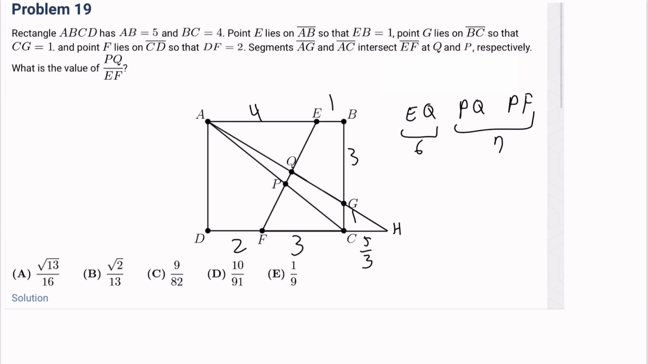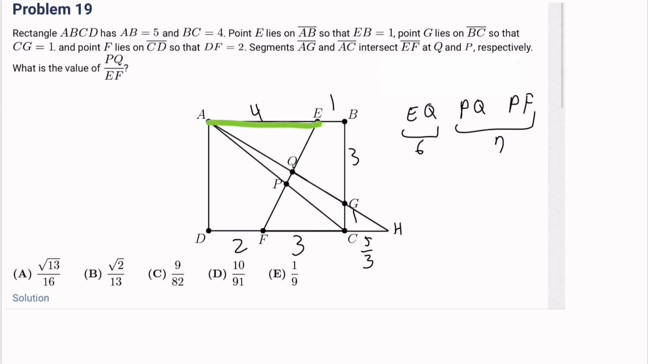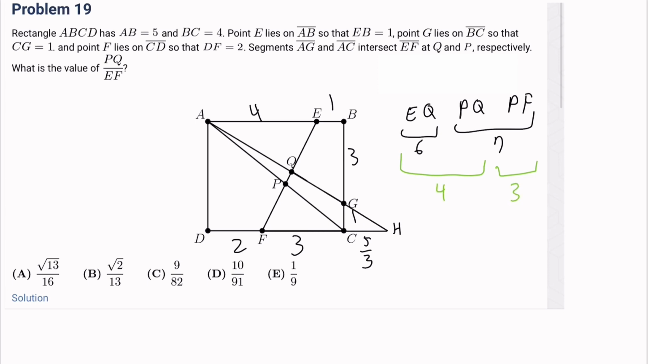And next, what we want to see is that triangle AEP and CFP, they are also similar, and this time their side length ratio is 4 to 3. So EP to PF, the ratio is 4 to 3, and so this time EQ plus PQ to PF, this ratio is 4 to 3, right? And since these are the ratios, to get the ratio for EQ, PQ, and PF, we have to multiply 7 to each of these, because 7 is 4 plus 3, and we have to multiply 13 to each of these because 13 is 6 plus 7, right?